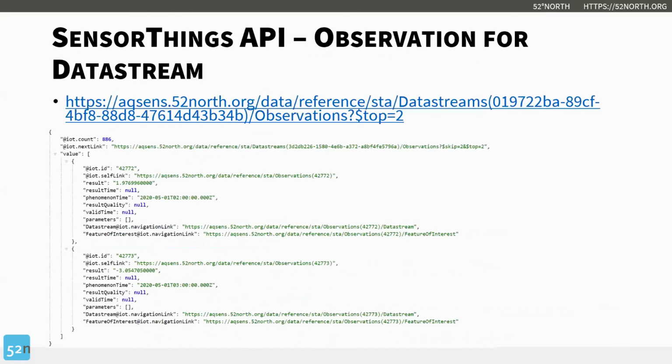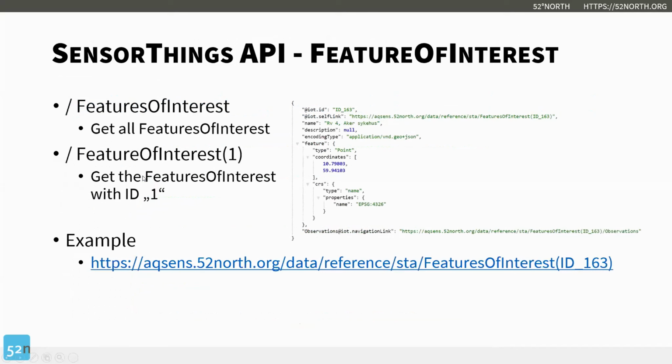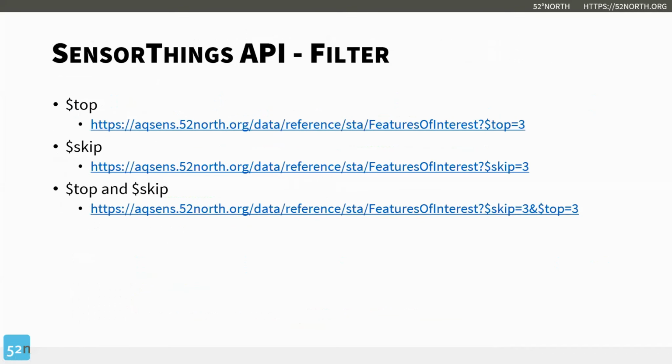The observations, I've shown them. So you get the result, the timestamp, and here you can see you have a phenomenon time, you have the result. That's pretty much taken from the O&M data model. Here you just have a JSON representation and not again an XML representation. So a bit more efficient, especially if you would like to build a client application. Feature of interest, we already had that.